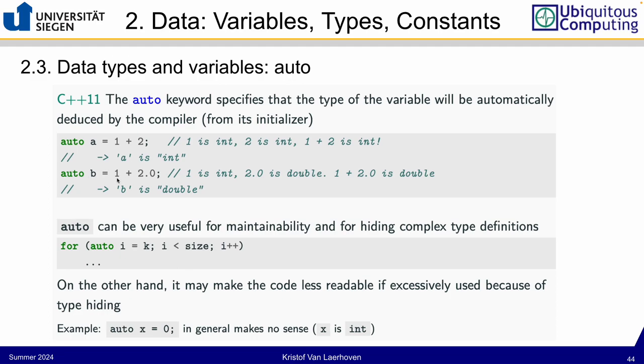And we can do this for a float. So 1 plus 2.0: the combination of an integer and a floating point will be a float, or sorry, a double. So a floating point, or a double in this case.